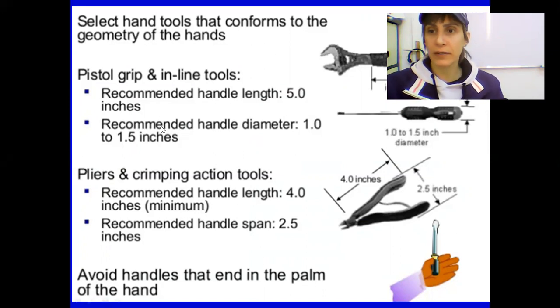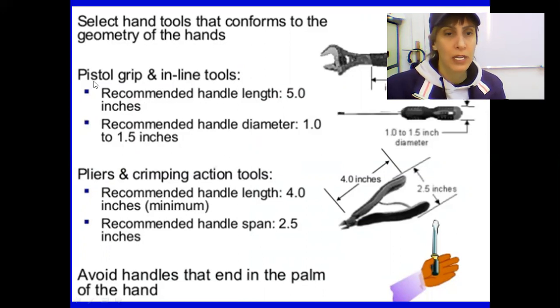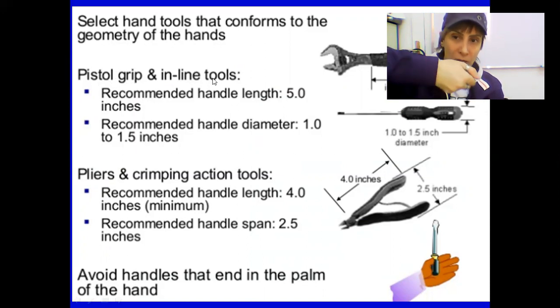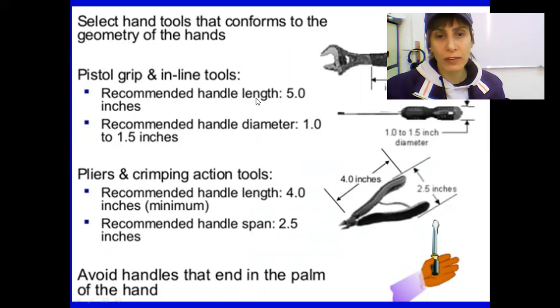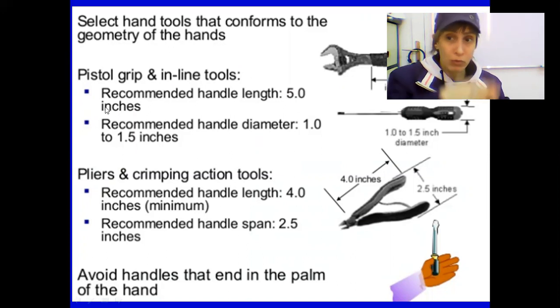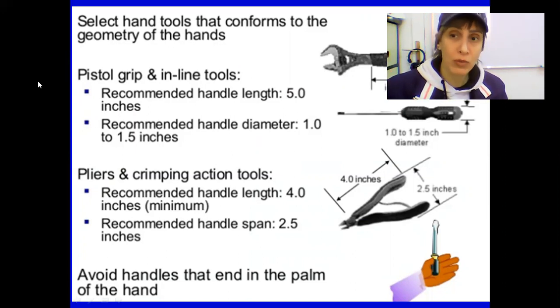So you can find a lot of recommendations regarding hand tools, like for example, a certain type of grip, the way you hold a tool. It's recommended, for example, for these tools, to have a handle length of 5 inches. What are 5 inches? If you want to know in centimeters, you have to convert 5 inches to how many centimeters. Be careful if they use inches sometimes, or centimeter or millimeter. The units are very important.